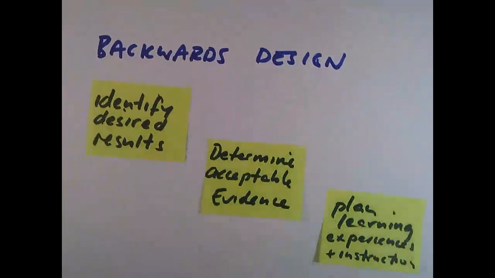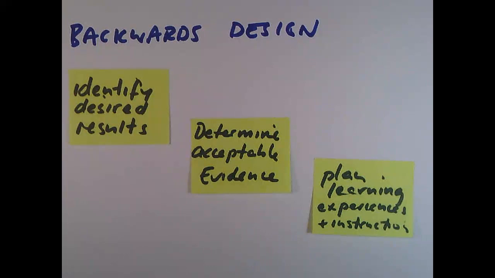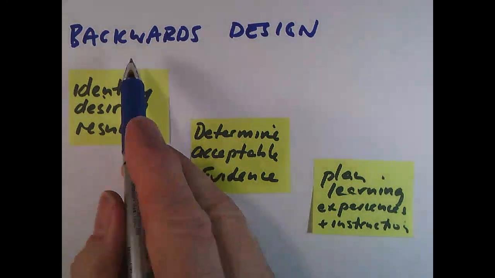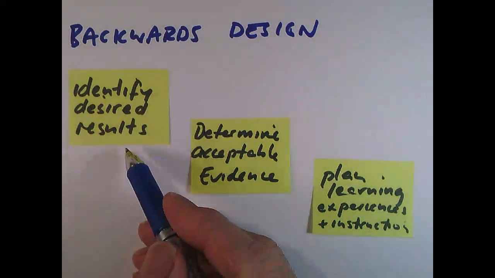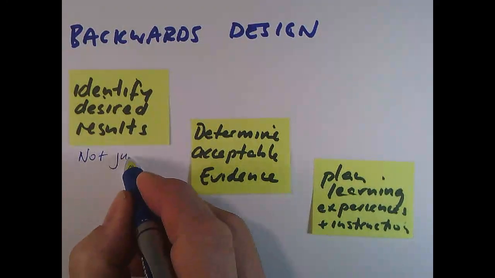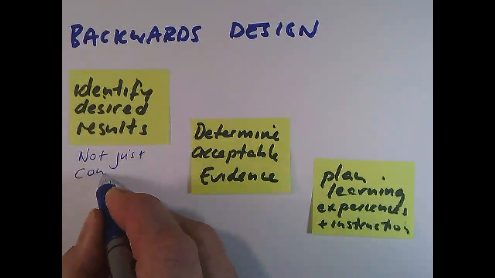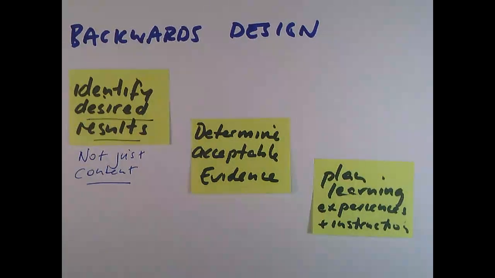So if you're doing any course in education, teaching teachers, that kind of thing, somewhere along the line you will encounter the concept of backwards design. So the idea is that we start with our desired results, and we note that is not just content. It's the results in terms of knowledge, skills and attitudes that you want your students to be able to demonstrate.